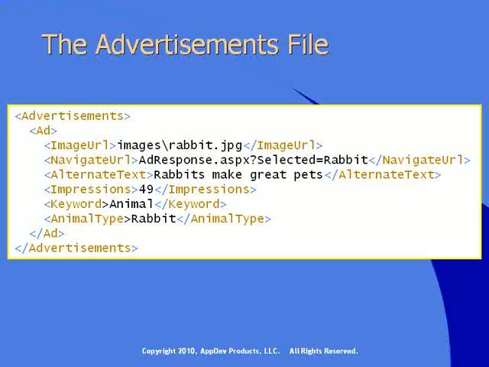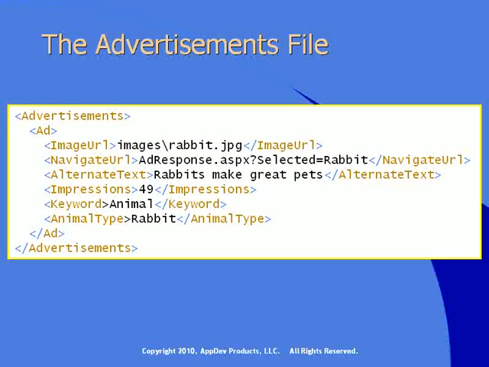We've applied a keyword, animal, so we know what group this ad appears with, and also animal type, which is not something that ASP.NET knows anything about. That's a custom property that allows us to specify information about this advertisement image that ASP.NET will never use, but our code can, as you'll see.